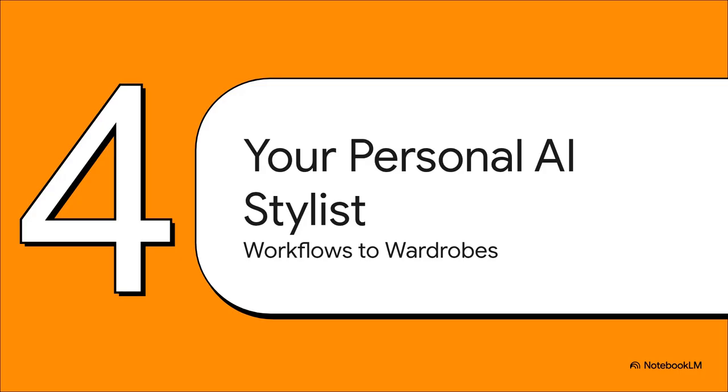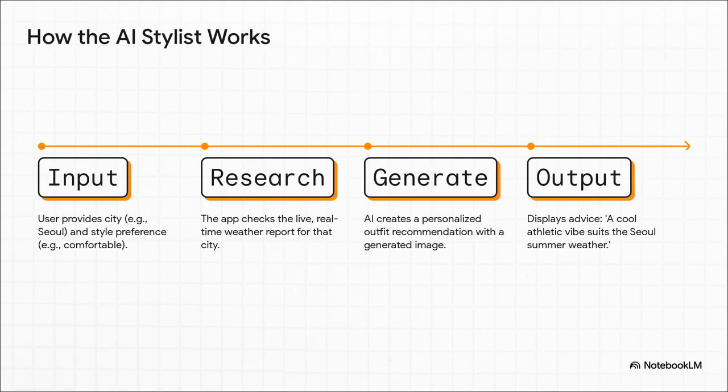But here's the thing. It's not all just for work stuff like blog posts. This can be for your everyday life too. I mean, check this out. Another example they built is a personal AI stylist. So here's how this works. You tell it your city, say Seoul, and your style preference, maybe comfortable. But this is the really cool part. The app then goes out onto the internet and checks the live, real-time weather report for Seoul. Then it combines all of that to give you a personalized outfit idea, complete with a picture.